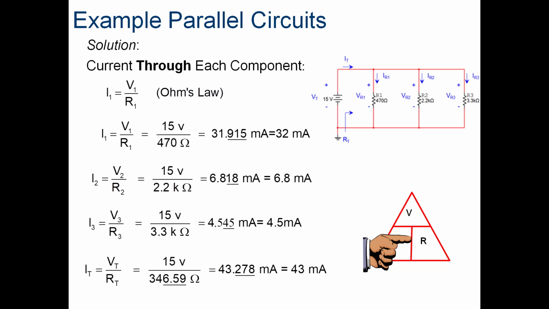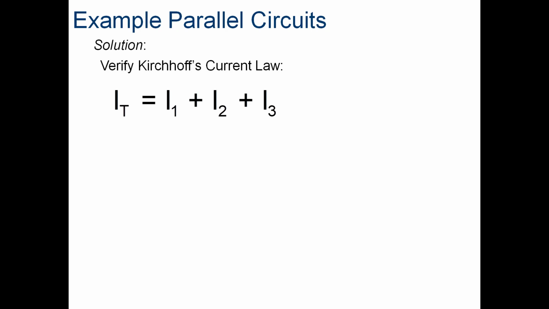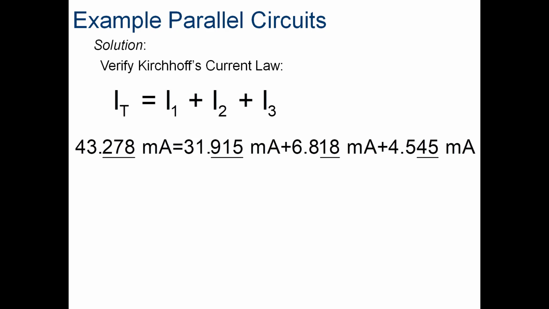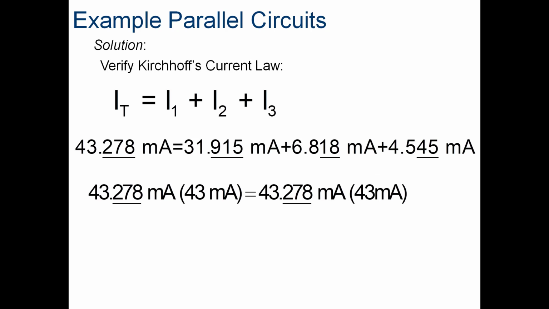That's the source current. Now Kirchhoff just said that IT has to equal I1 plus I2 plus I3. And if I carry the digits back out, 43.278, 31.915 plus 6.818 plus 4.545, all in milliamps, I end up with 43 milliamps equals about 43 milliamps. Again, you may see small errors in here depending on how and where you round.